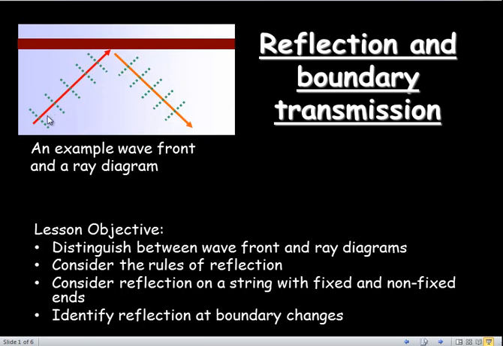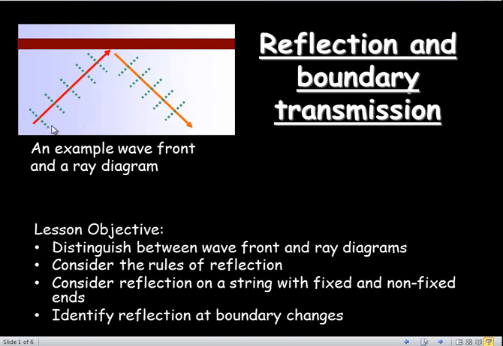This diagram is a diagram of reflection. What we see here is the arrows are good examples of a ray diagram. A ray of light is shown as a clear straight line hitting the boundary and reflecting back off it. We'll talk about the rules with that later on.